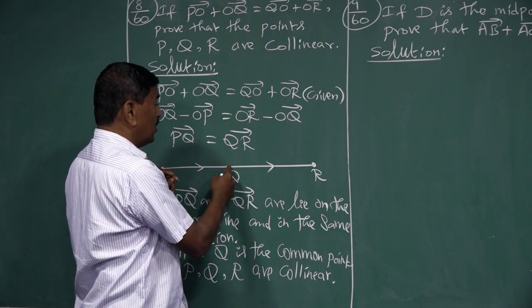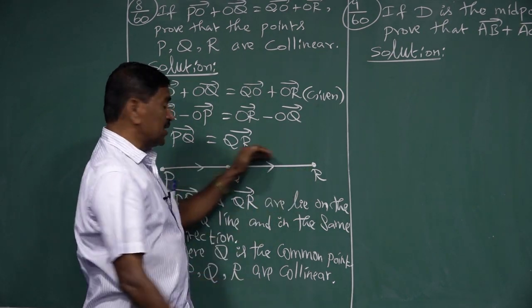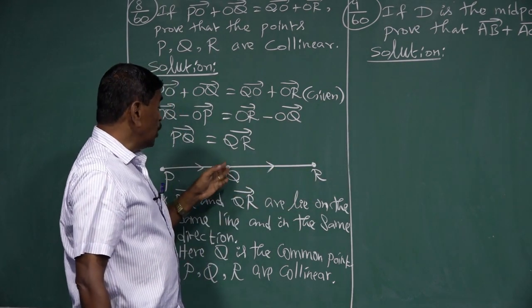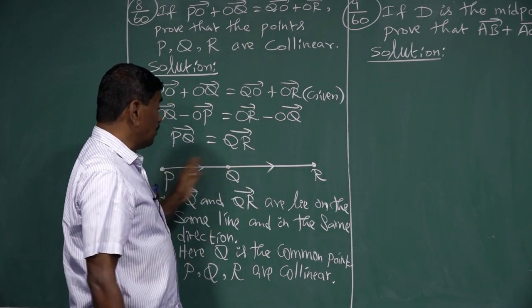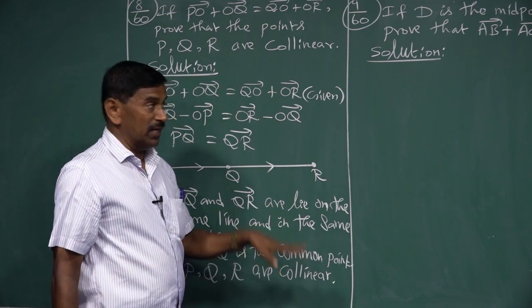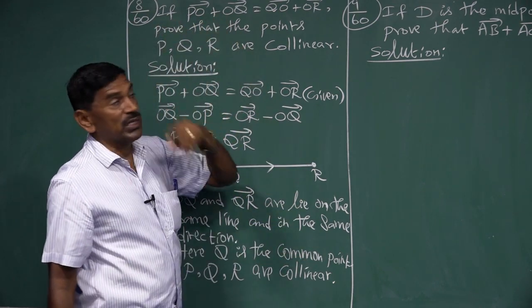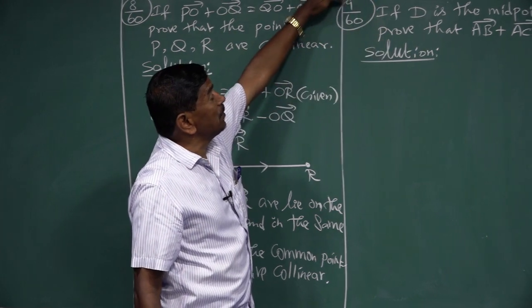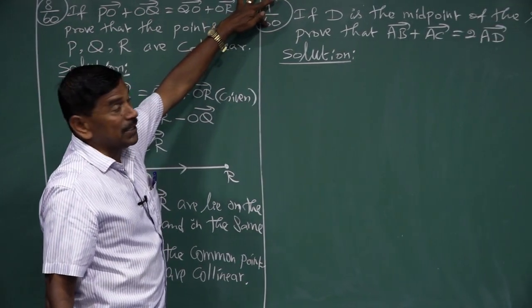Here PQ vector and QR vector lie on the same line and in the same direction. Therefore, here Q is the common point. Therefore, P, Q, R are collinear. Okay, the 8th sum, a 3-mark question, is completed. Now come to the 9th question from the same exercise, page number 16.